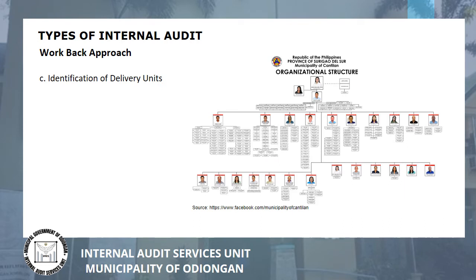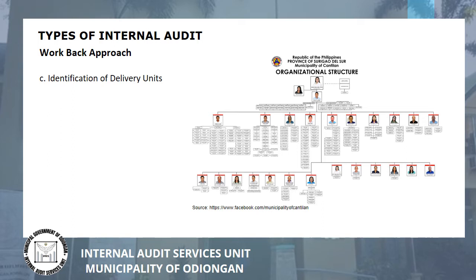Identification of delivery units. Organizations are composed of delivery units, defined as the primary subdivision of the LGU performing substantive line functions, technical services, or administrative support. As reflected in the LGU organizational structure or functional chart, the identification of delivery units will depend on the type of government entity, with due consideration to its mandate, organizational level, and scope of operations.